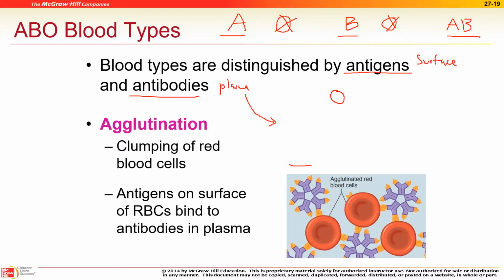Agglutination. Agglutination is the clumping of red blood cells, and that's due to the interaction of the antibodies. So the antibodies will match the surface antigens, and they'll all combine together and clump up blood. So that's why you'll need to know the patient's blood type in order to infuse the appropriate blood.